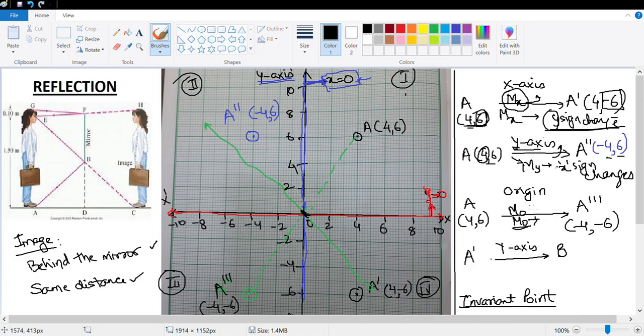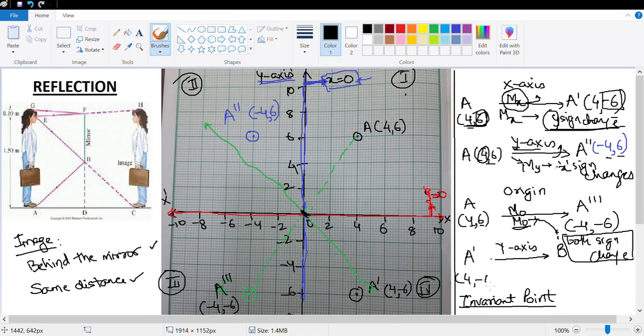Now let's look at the origin, which is Mo. The magnitude again remains the same, like 4 and 6, but the sign of both of them changes, which means if you're doing Mo, then both x and y signs change. Perfect. So I repeat: on the x-axis, when you reflect, the sign of y changes. If you reflect on y, the sign of x changes. If you reflect on origin, both signs change.